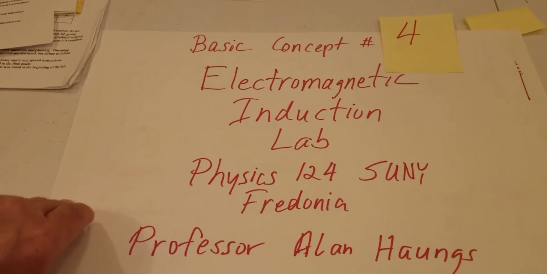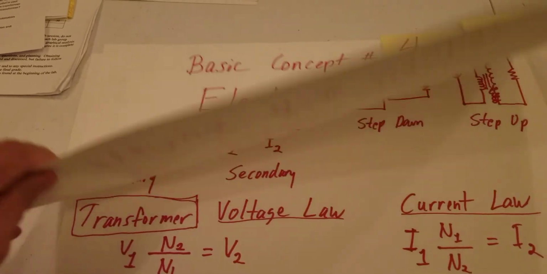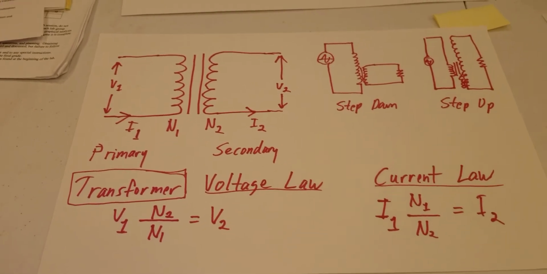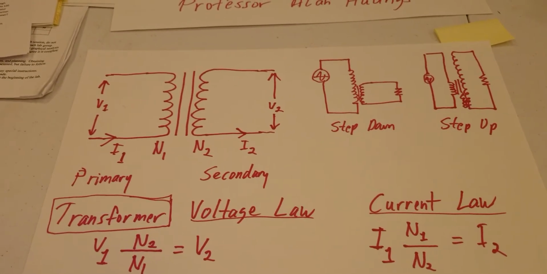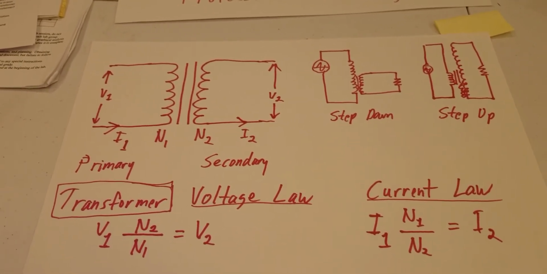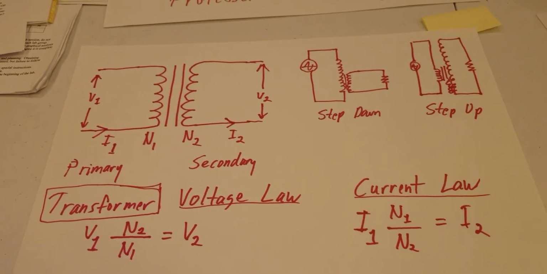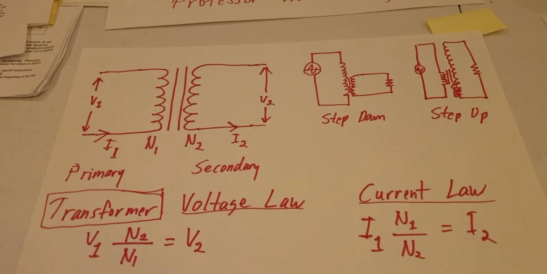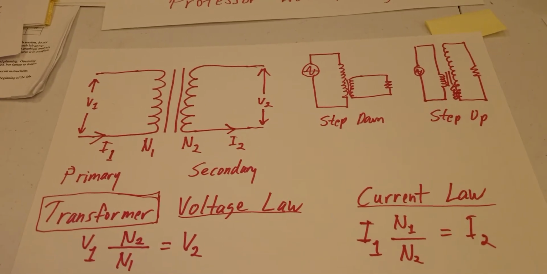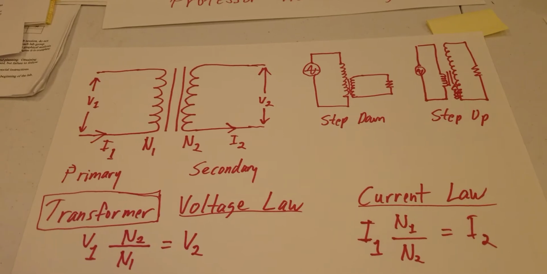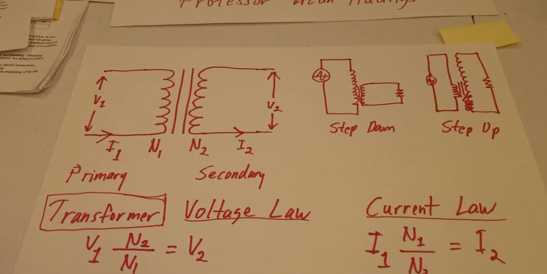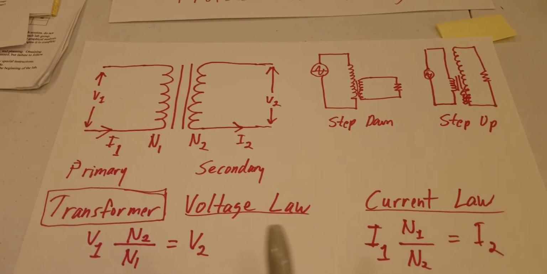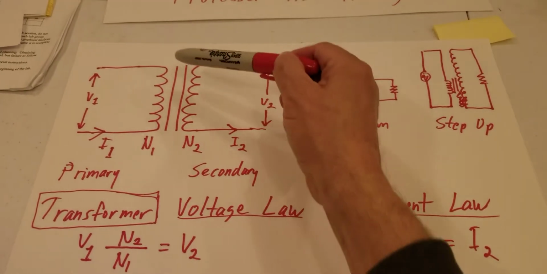Here we're going to kind of tie it all together, make it practical. So we're going to talk about in this final part of the lab, so you'll understand the whole concept completely, the transformer voltage law and the transformer current law. Just to reiterate what I said earlier, a transformer has 2 coils in it at least and a metal core.